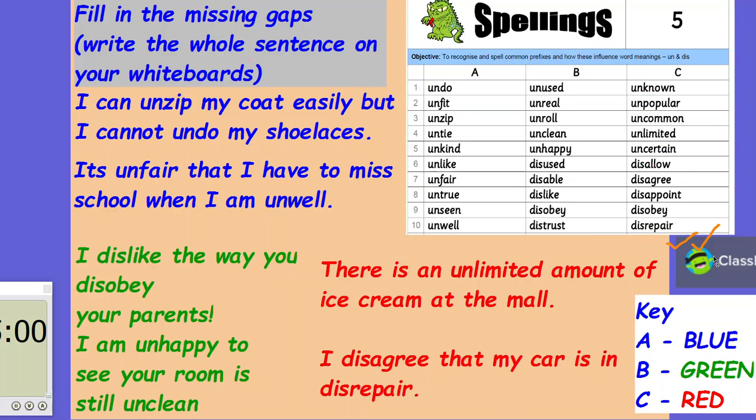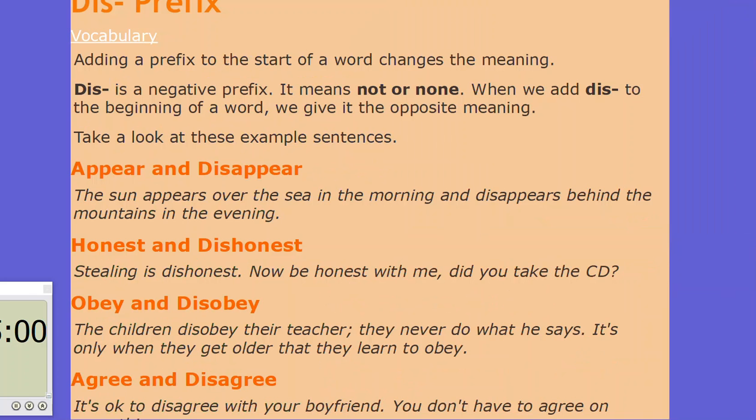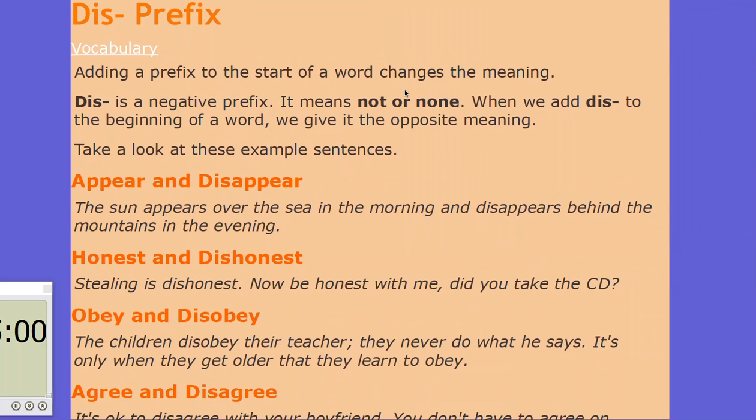All right, guys, so what that has helped us to understand is how we use our words in context. Being able to understand the words is part of our success criteria. Okay, now, so we haven't so far spoke about the prefix dis. Okay, so we know that adding a prefix to the start of the word changes the meaning. So dis is a negative prefix. It means not or none. It can mean apart from. So when we add dis to the beginning of the word, it gives it usually the opposite meaning.